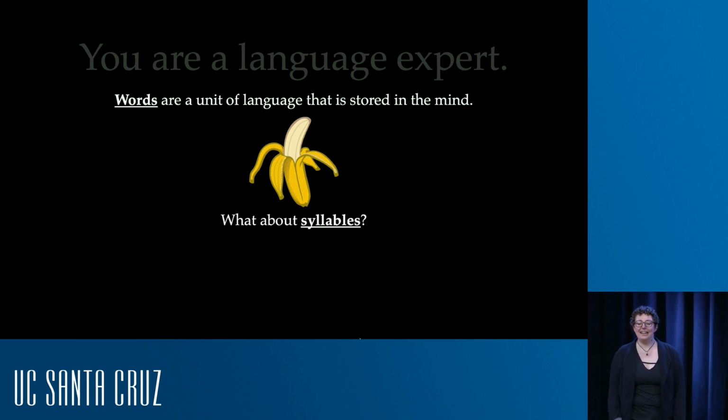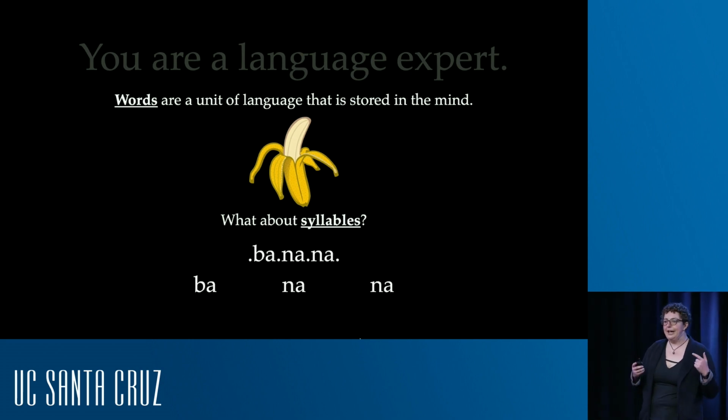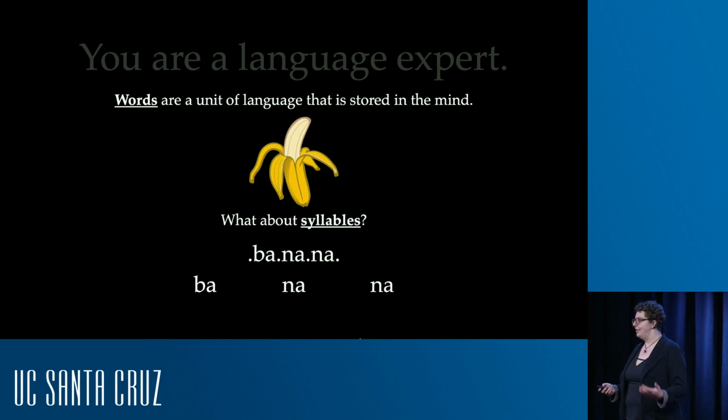But what's less clear is whether syllables are similarly stored in our minds. Maybe your mental dictionary entry for banana is broken into constituent subparts, ba-na-na. But why would that matter? Well, I study phonology, which deals with language sounds. And in order to figure out the rules and structures of phonology, I need to know what are the basic building blocks I'm working with.